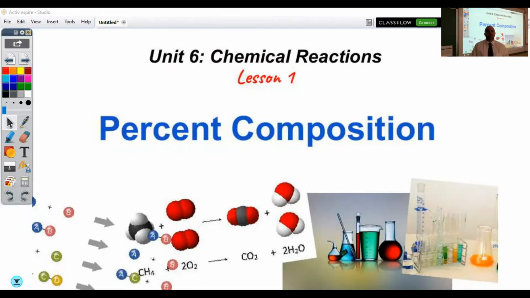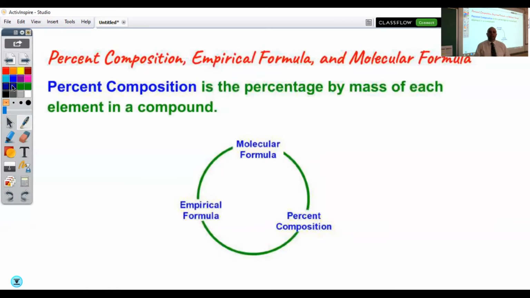Hi everyone. Today we're going to begin on Unit 6, which is called Chemical Reactions. We're actually going to complete a series of 3 lessons on percent composition, empirical formula, and molecular formula. Let's begin by talking about the difference between molecular formula, percent composition, and empirical formula.